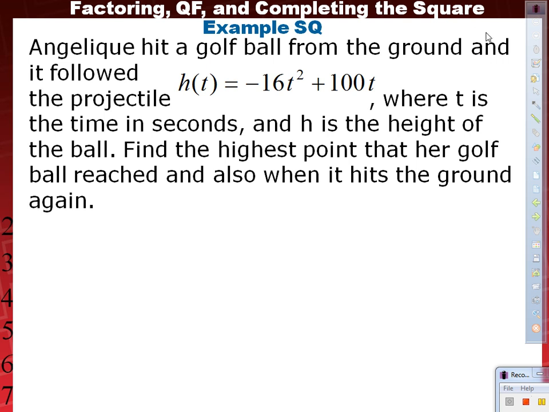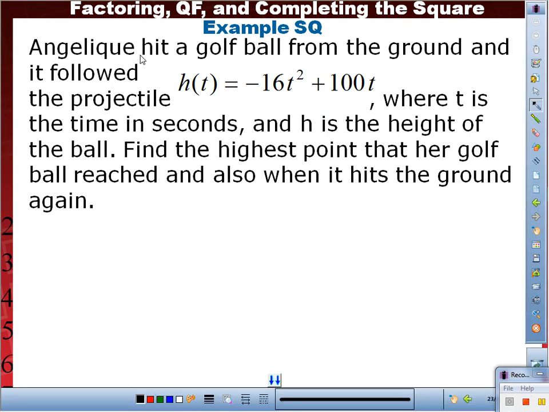It says, Angelique hit a golf ball from the ground and it follows the projectile with this equation, h of t equals negative 16t squared plus 100t, where t is the time in seconds and h is the height of the ball. Find the highest point of her golf ball. What does highest point mean? Tell your neighbor. Then it says also when it hits the ground again. That means we're going to solve for t or for x.